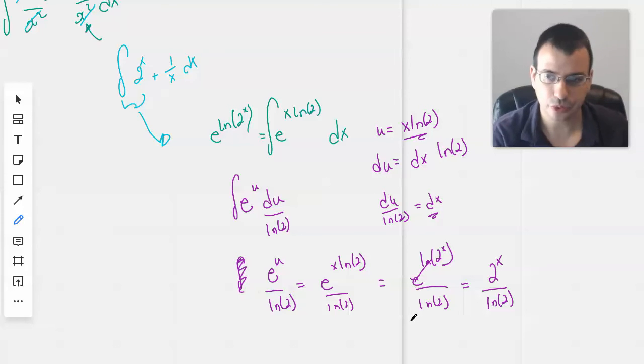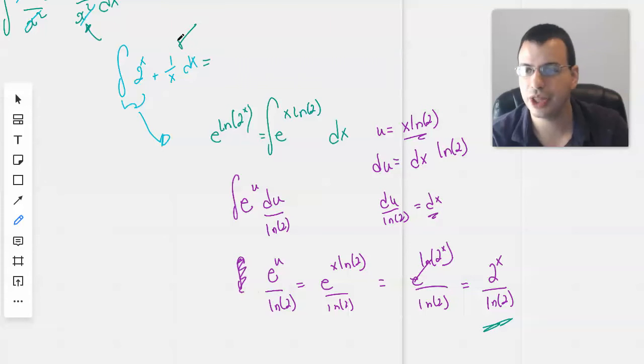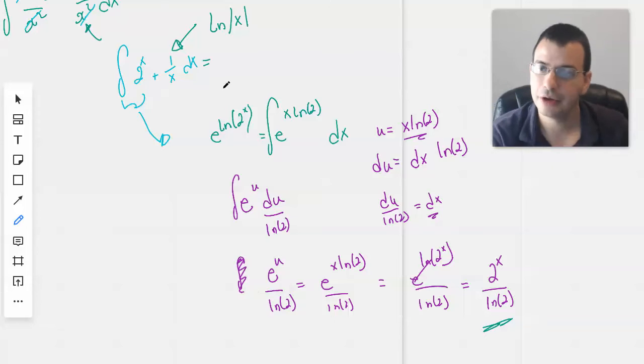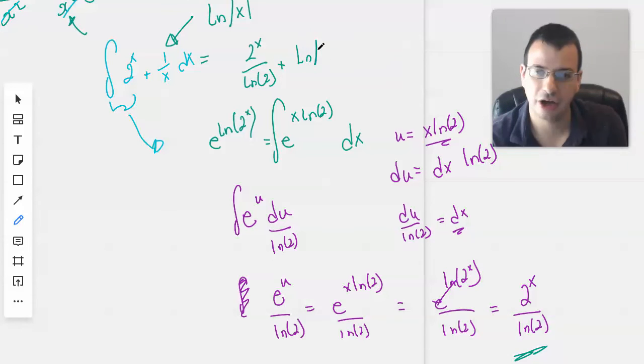Okay, so we know the first part, and then we know that the integral of 1 over x is natural log of x, absolute value. And so this would equal 2 to the x over natural log of 2 plus natural log of x plus c.